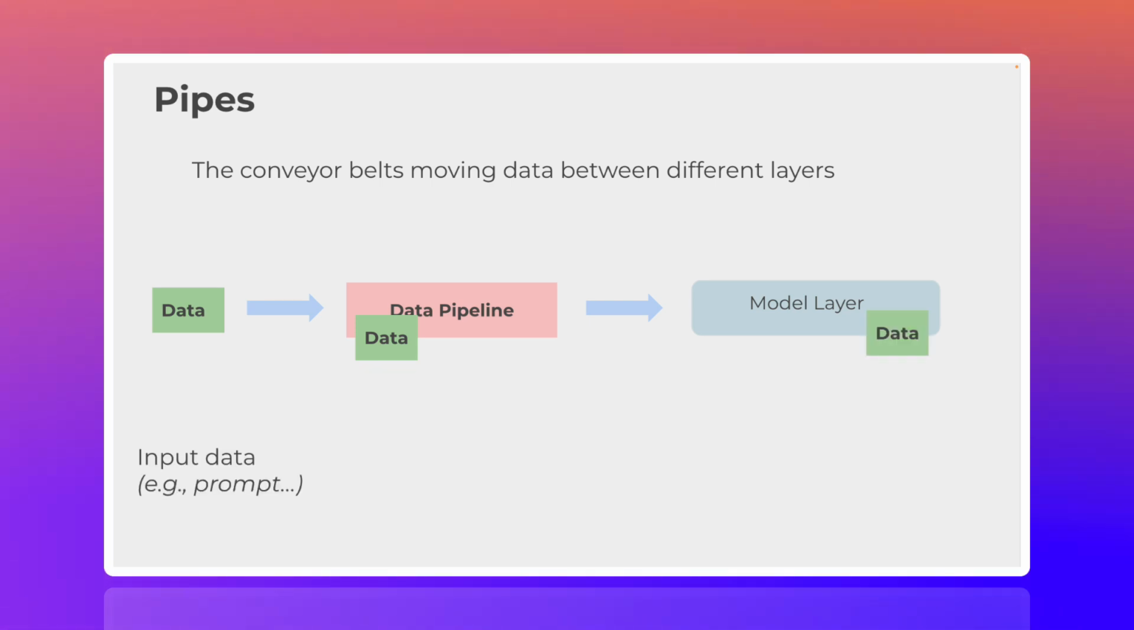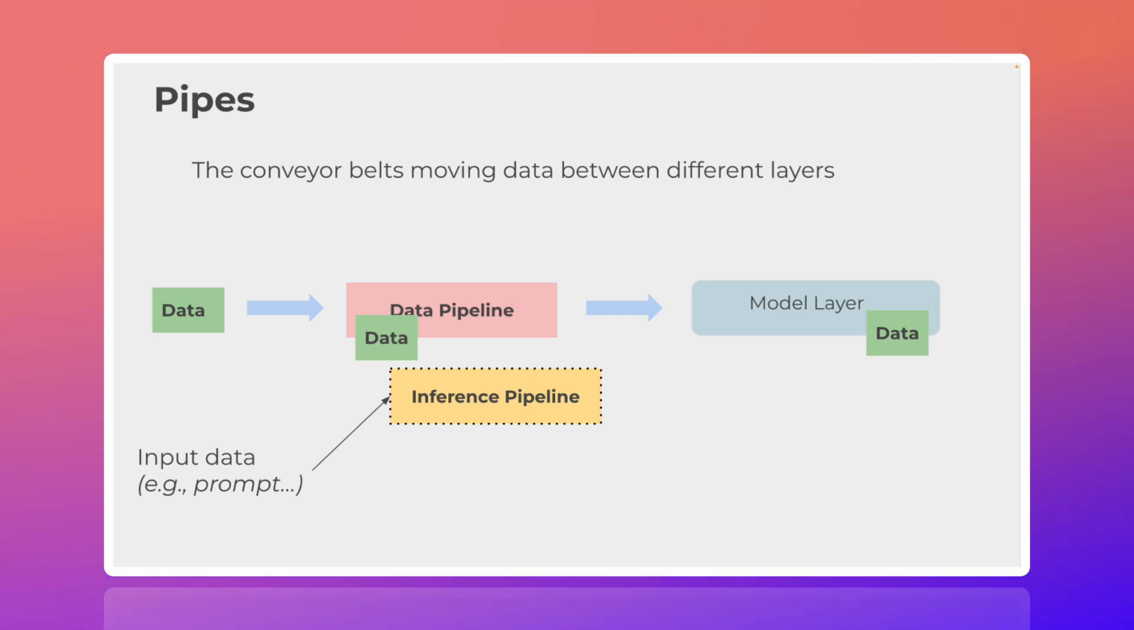Now we also have another kind of pipeline. This is called the inference pipeline. The inference pipeline, as you can see here, has as input data a prompt, which is just a textual description that we can type of what needs to happen or what we need to get results from our large language model or the model itself.